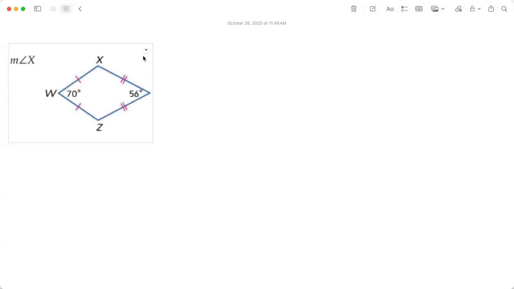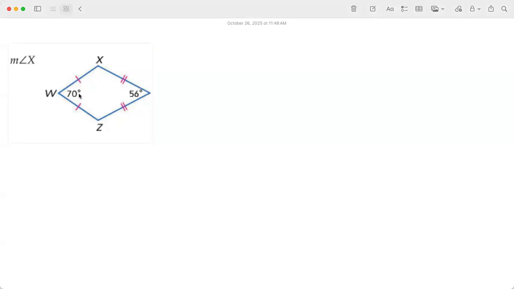Do you know how to find out x? Please, one of you shout out because there will be people who did not understand this yet. How will you find out x? The measure of angle x has to be congruent to the measure of angle z, and the angles inside a quadrilateral add up to 360. Good. So we can do 70 plus 56, and then subtract it from 360. In a kite, there is only one pair of opposite angles that are equal, that is x and z.